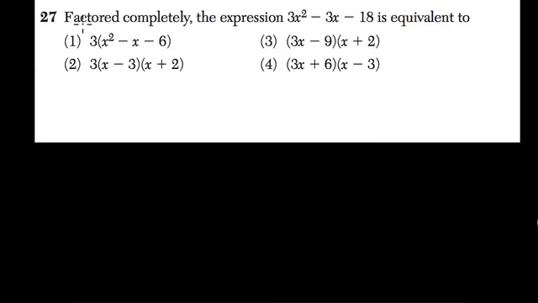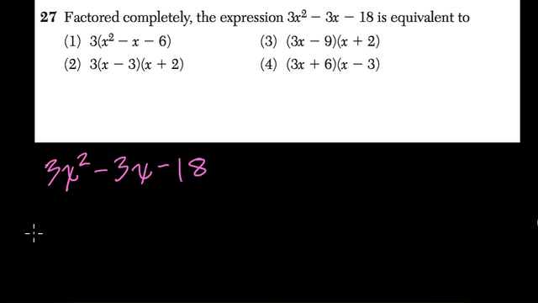Alright, so they say that here, factored completely, the expression 3x squared minus 3x minus 18 is equivalent to which of the following? So we're factoring a quadratic, and I notice right away that I have 3x squared minus 3x minus 18, which is a multiple of 3.